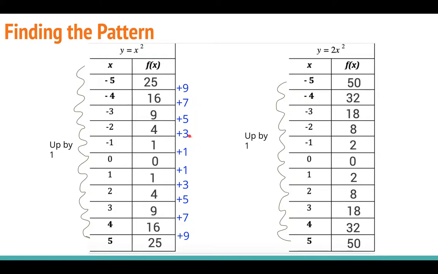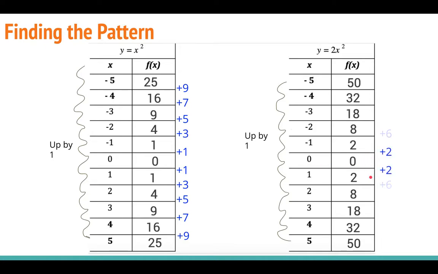So 1 to 3 is 2, 3 to 5 is 2, 5 to 7 is 2, 7 to 9 is 2. So if I want to do the next one, I would add 2 to this, so it's going to go up by 11, so it's going to be 36 up here. Let's look at the 2x.